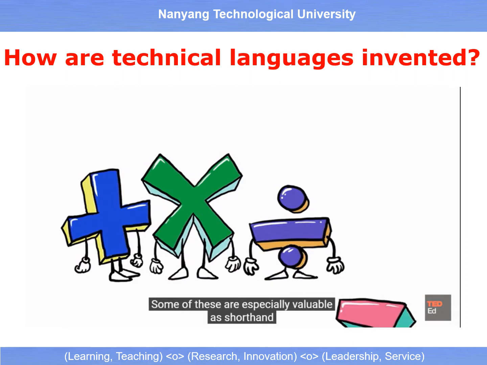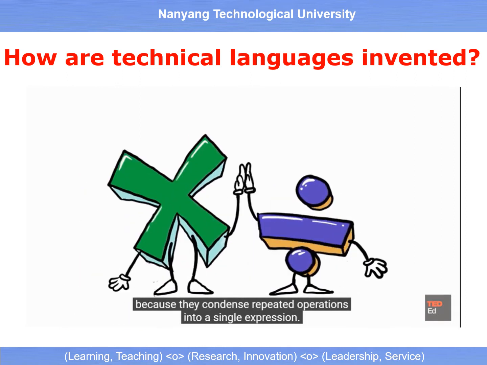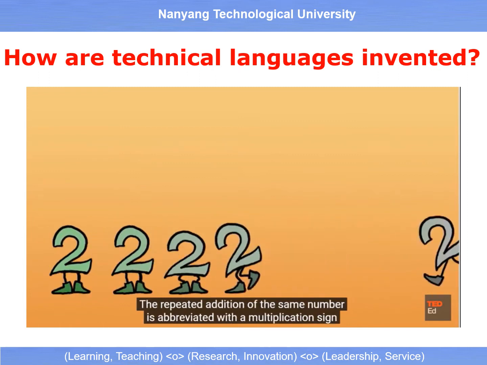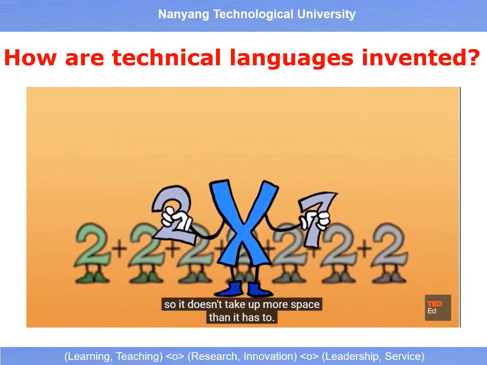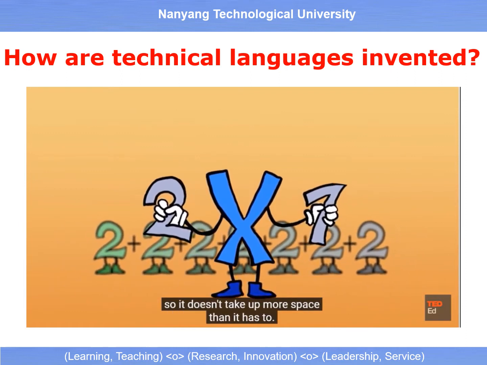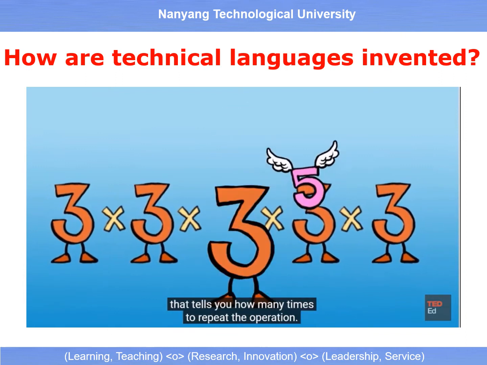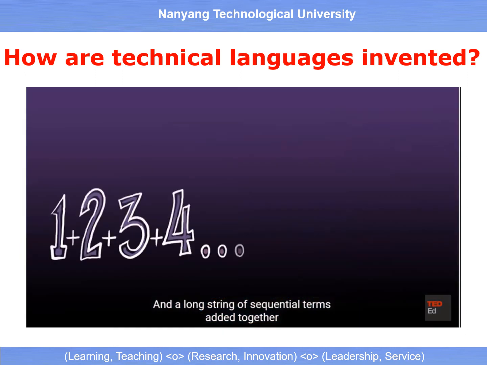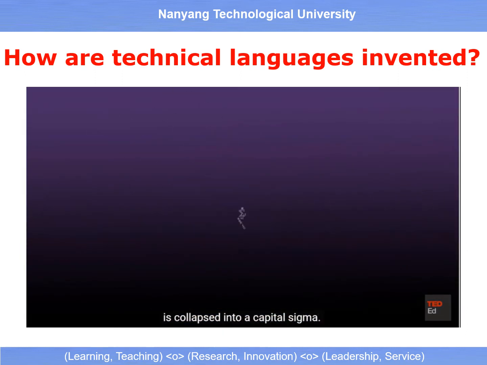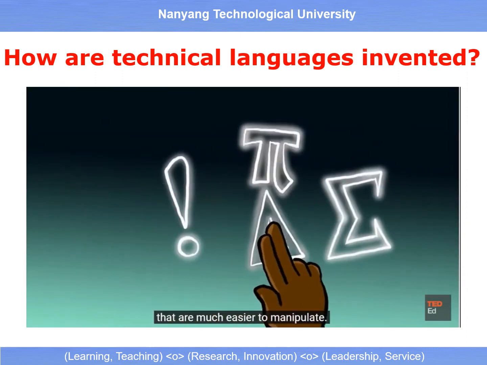Some of these are especially valuable as shorthand because they condense repeated operations into a single expression. The repeated addition of the same number is abbreviated with a multiplication sign, so it doesn't take up more space than it has to. A number multiplied by itself is indicated with an exponent that tells you how many times to repeat the operation. And a long string of sequential terms added together is collapsed into a capital sigma. These symbols shorten lengthy calculations to smaller terms that are much easier to manipulate.